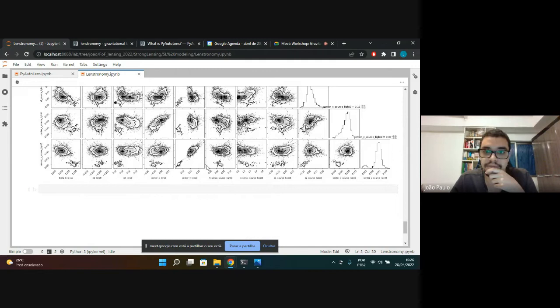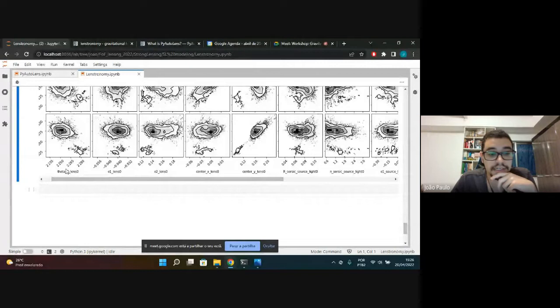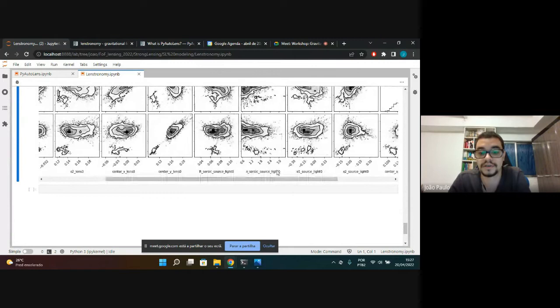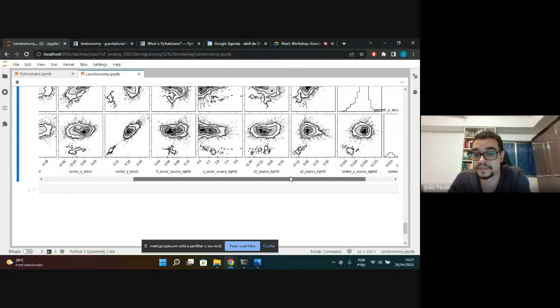Okay, we fit the theta Einstein, the Einstein angle, the ellipticities, the center of the lens, the R Sersic, which is a parameter of the Sersic profile, and the N Sersic, which is another parameter. We also have the ellipticities of the source and the center of the source. These are the parameters.